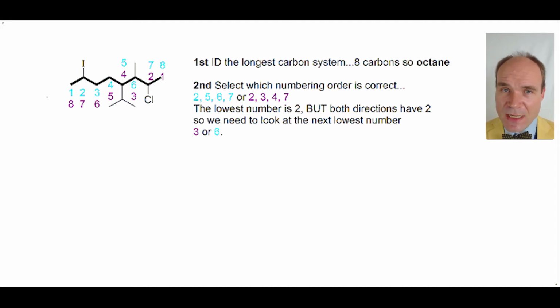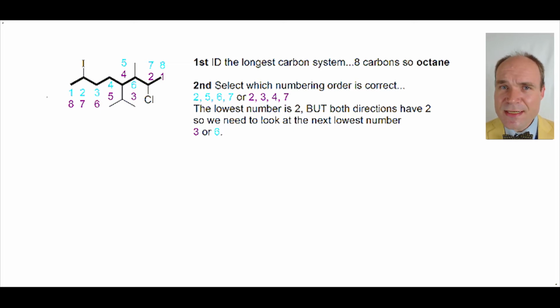We can number from left to right, in which case positions 2, 5, 6, and 7 have functional groups attached, or we can number from right to left, and now those positions are 2, 3, 4, and 7. We look to the lowest number. In both directions, that's 2, so we don't get any information there.